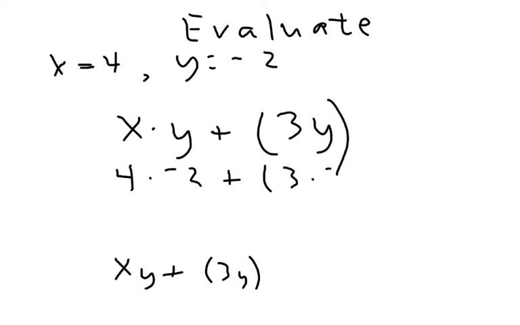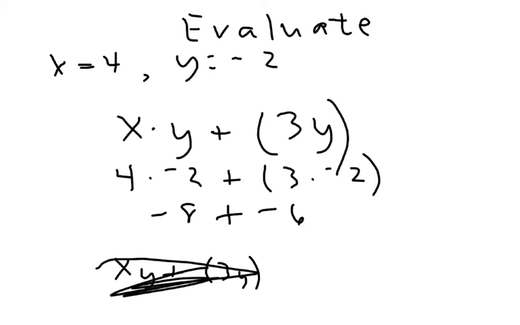And I have to put some multiplication symbol in here between the numbers. Then we would do 3 times negative 2 is negative 6. 4 times negative 2 is negative 8. And get that out of the way. Negative 8 plus negative 6 is negative 14. And that's the answer.